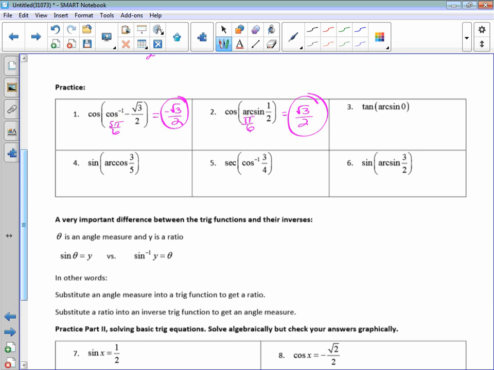Okay, arc sine of 0. We didn't do any zeros on our practice, so 0. And what is the tangent of 0? Think about tangent. Ordered pair is 1, 0. Tangent is y over x. 0 over 1 is 0. Or think about your graph. You know the tangent graph goes through 0, 0, right?